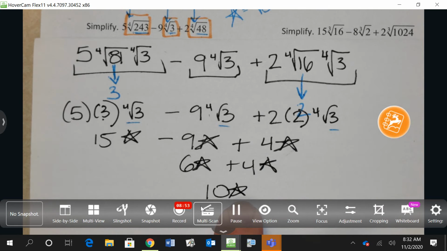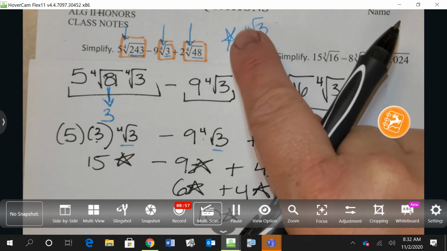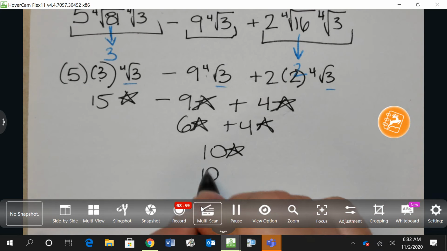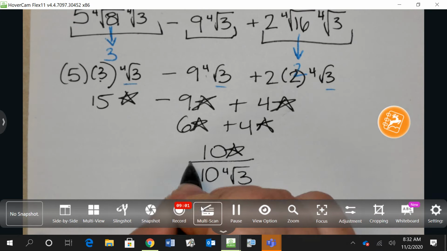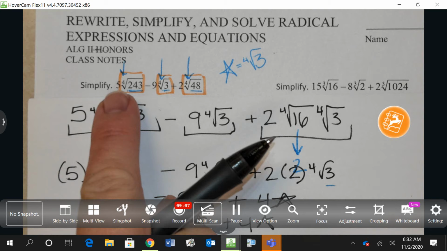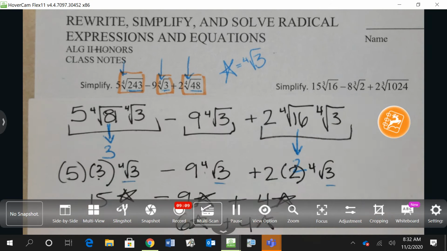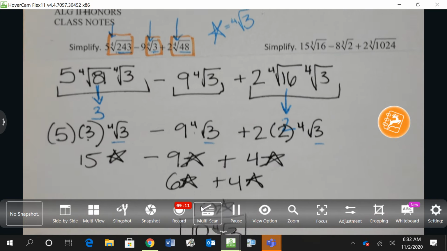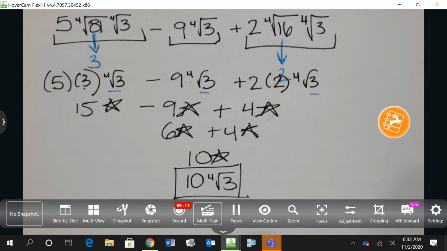But remember, it's not really star. That's just Miss Bradley's kind of silly way of rewriting the 4th root of 3. So I rewrite this as 10 and then 4th root of 3. This is the final simplified answer. This is equivalent to this large expression. Again, press pause, go back and rewrite this in your notes.